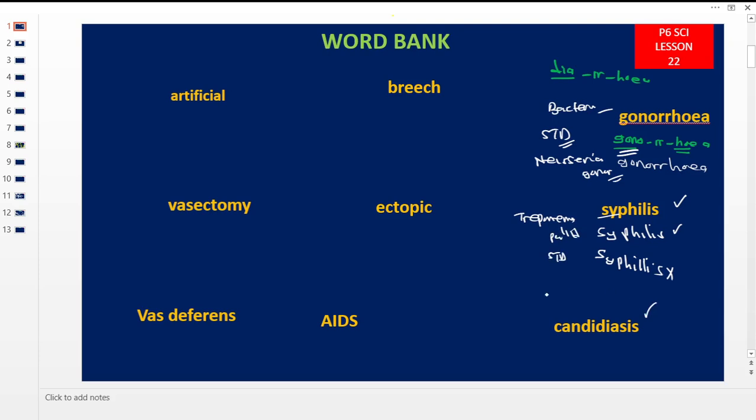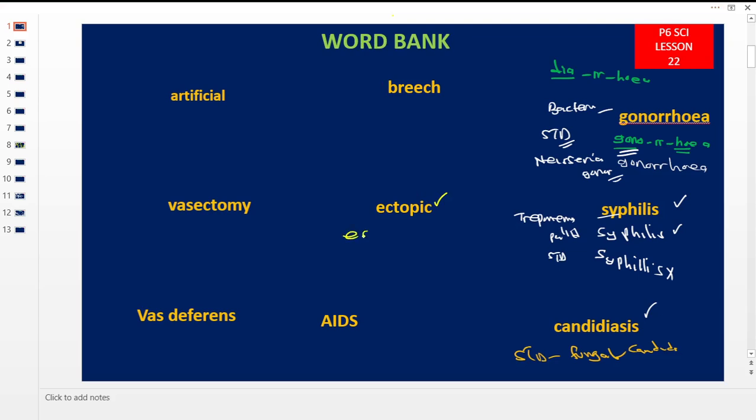Then here we have candidiasis. So the word is candidiasis. It is also an STD, and this STD is caused by a fungus. So it is a fungal STD. This fungus is called Candida, and the disease is called candidiasis.